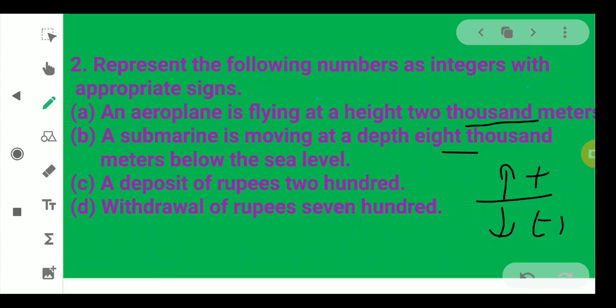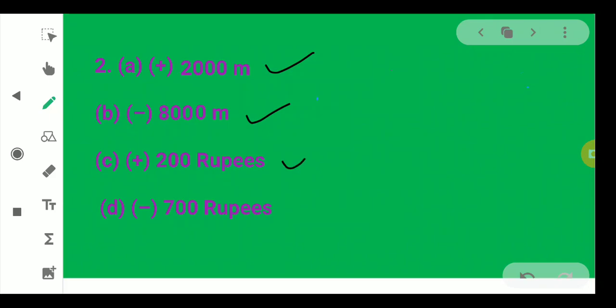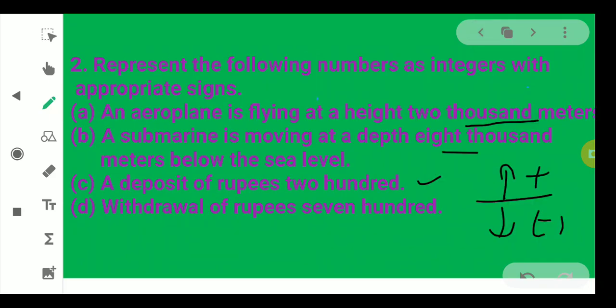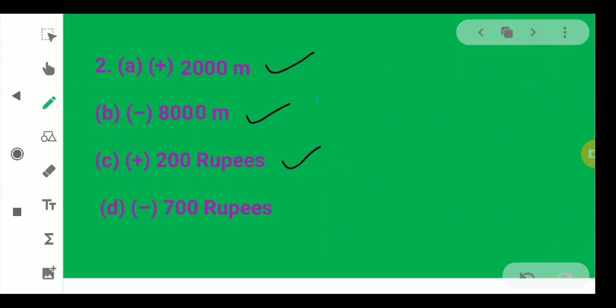The next is a deposit of rupees 200. Now when we are depositing the money, we are adding it or increasing it. So it will be shown by the positive sign. So we can write like this, plus 200 rupees. And the last one is withdrawal of rupees 700. Now here we are removing the money. So our balance is decreasing. So that we can show by negative sign. So we will write minus 700 rupees.